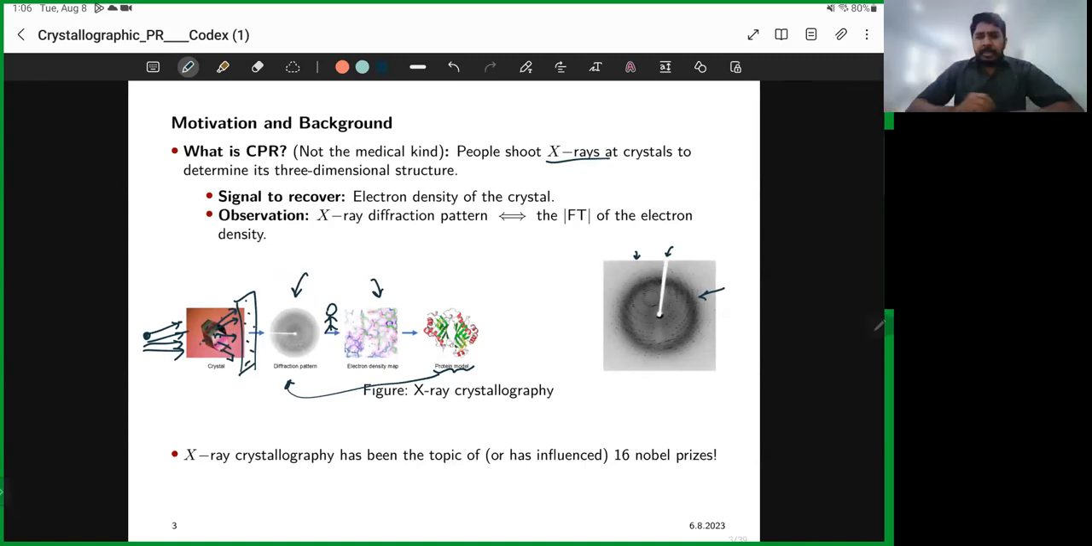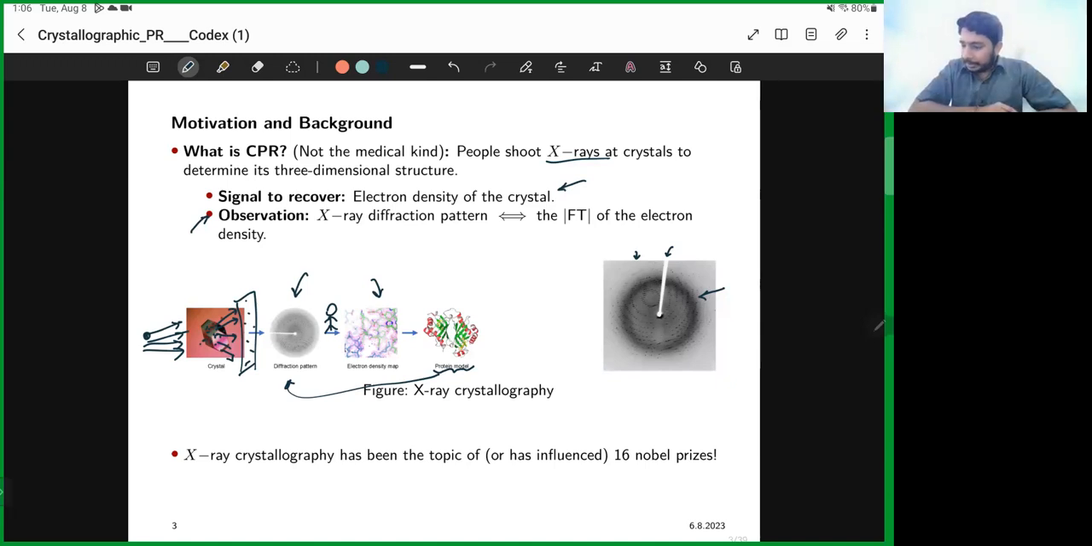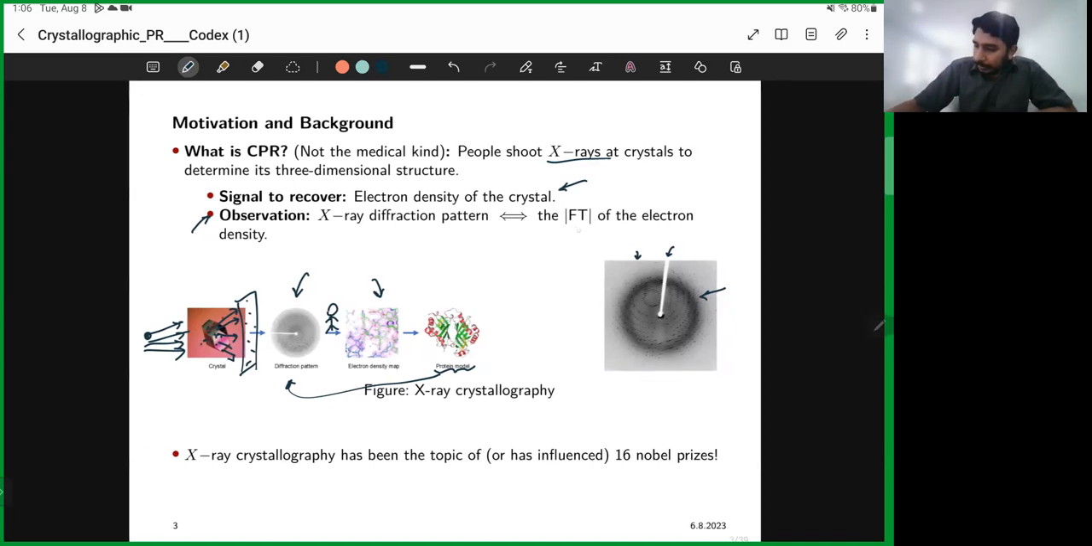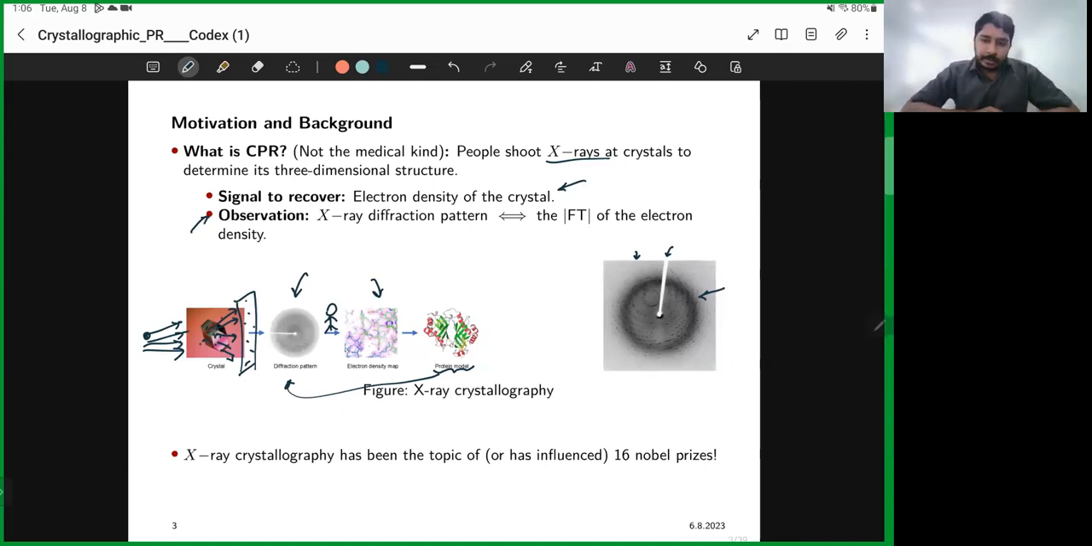Now, the thing that takes us from this experimental setup to our model space is the following observation, right? So we're trying to recover the electron density of the crystal, and people have studied in experimental settings and noticed that the X-ray diffraction pattern that they observe is really nothing but the magnitude of the Fourier transform of the electron density.